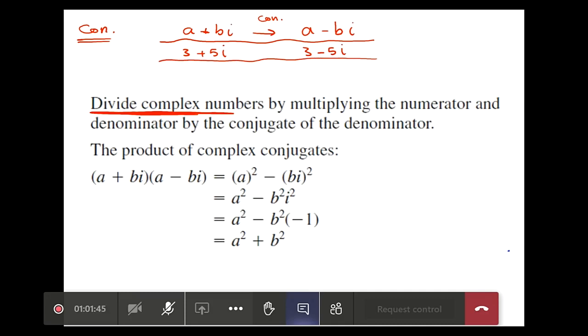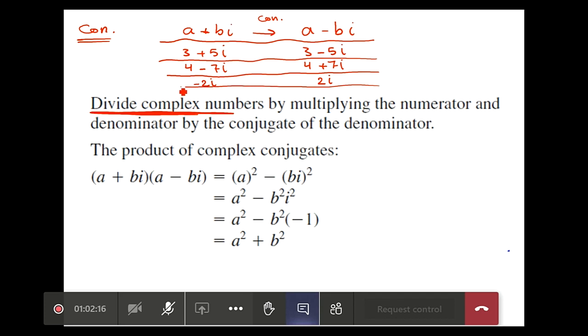Another example, 4 minus 7i, the conjugate is 4 plus 7i. Another example, minus 2i without a real part, real part equals 0. So the conjugate equals what? 2i.